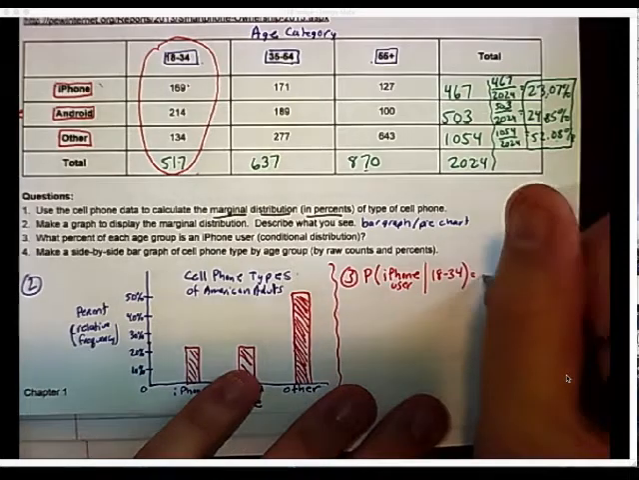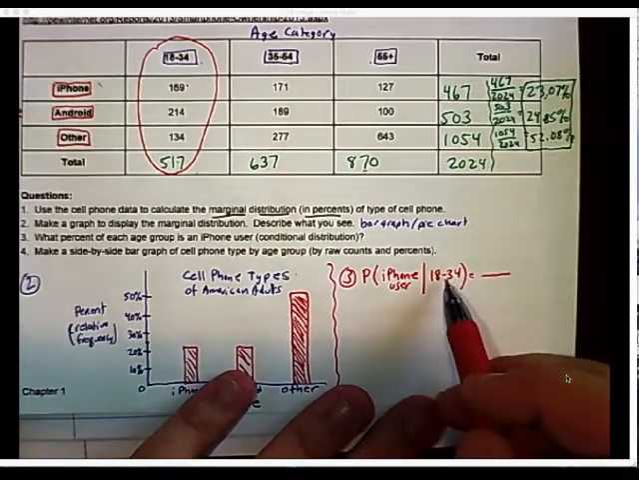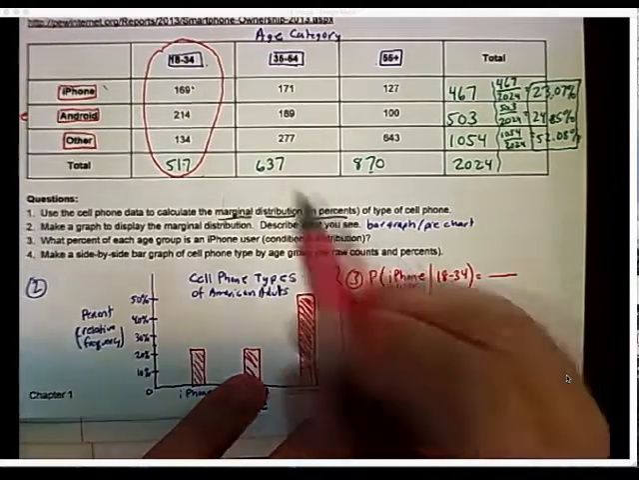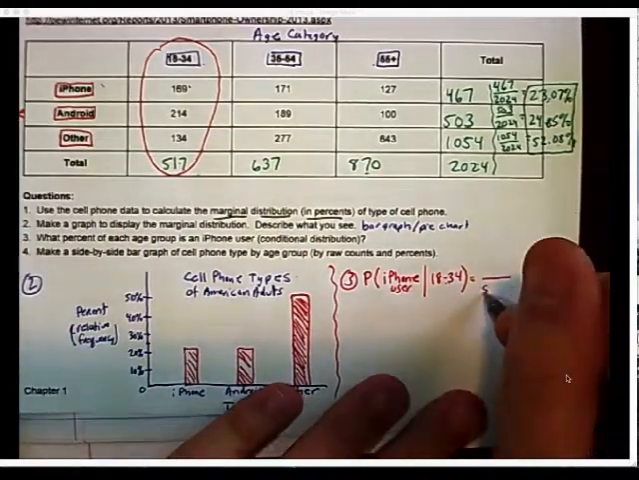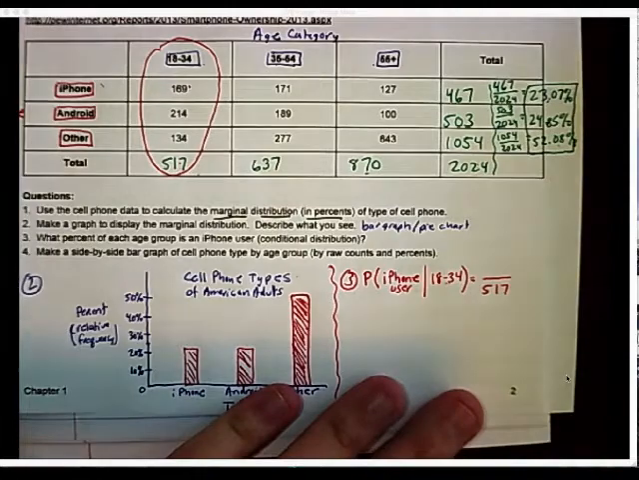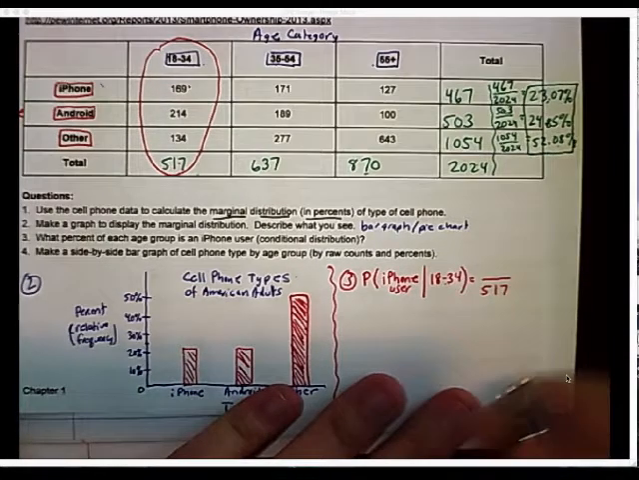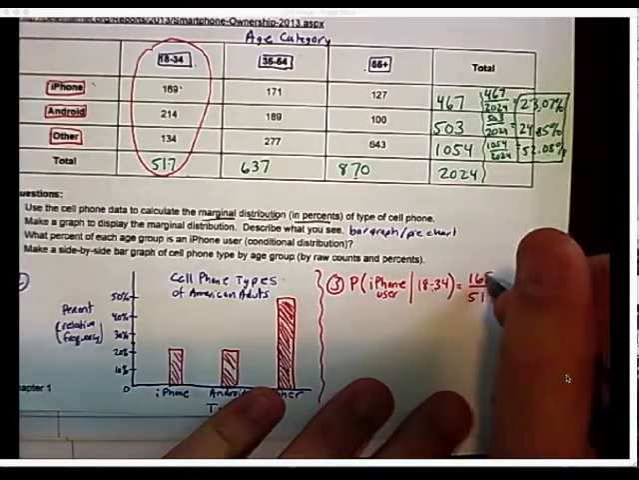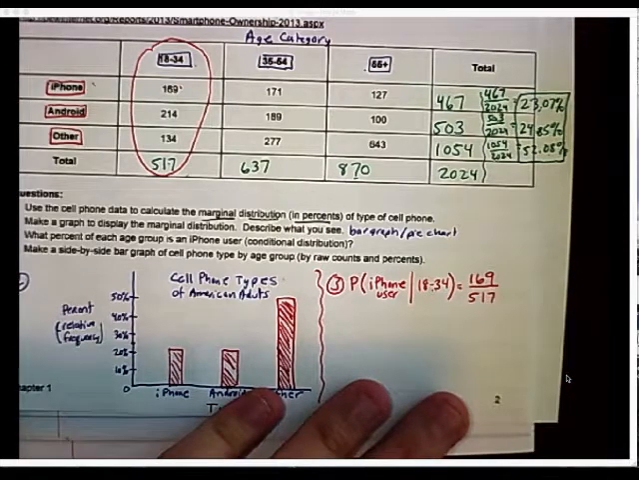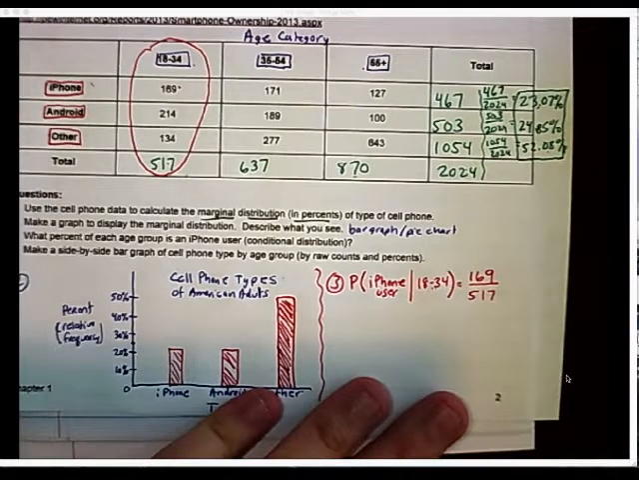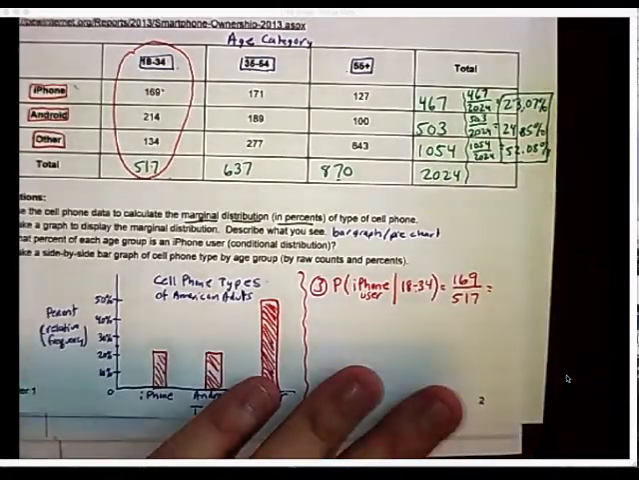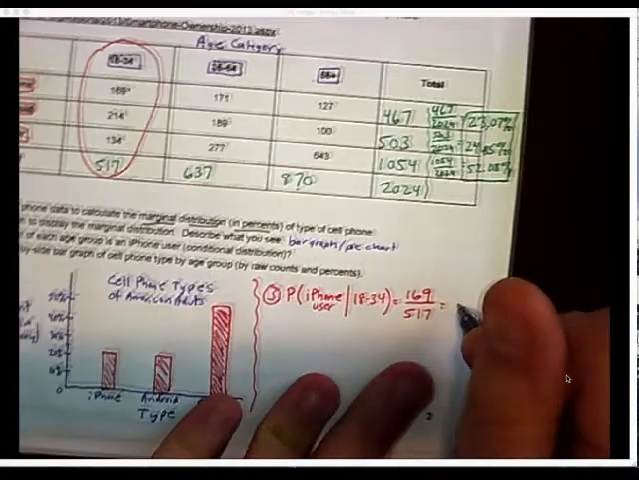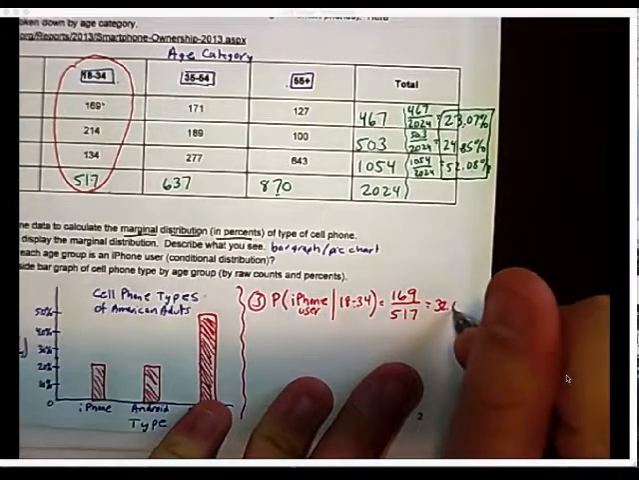So here's how we do that. How many people are in the 18 to 34 age group? There's 517 people. And of those 517 people, how many of them use an iPhone? 169. So let's calculate that percent. 169 divided by 517. That's 32.69%.